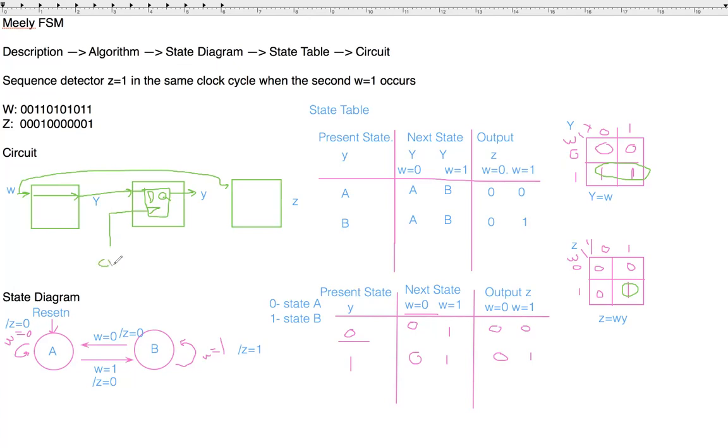And then remember, you have a reset for these D flip-flops. So that'd be our reset.